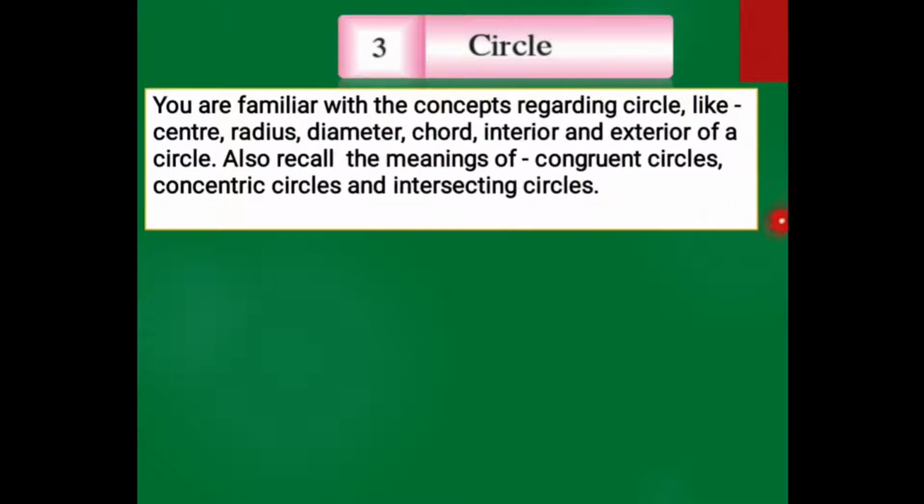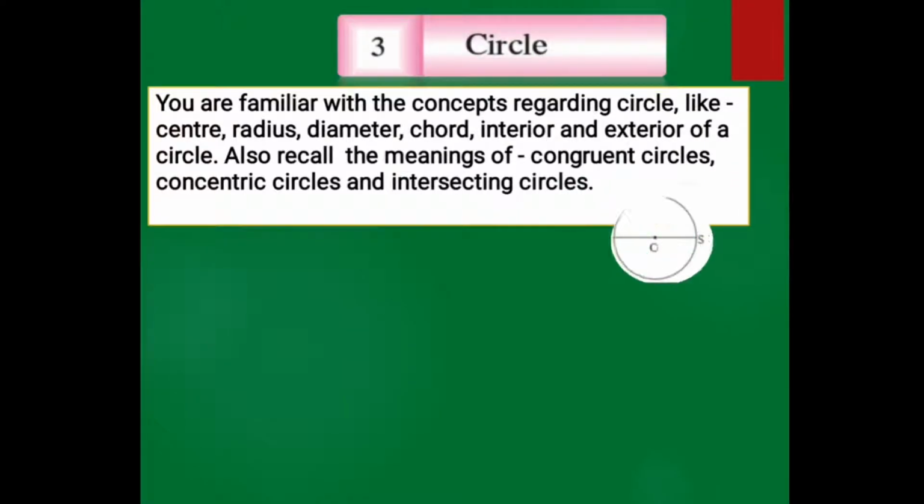Today we start a new chapter, circle. So we see some points that you already studied in class 9. You are familiar with the concepts regarding circles, like center, radius, diameter, chord, interior and exterior of a circle. Also recall the meaning of congruent circles, concentric circles and intersecting circles. Now see the figure.